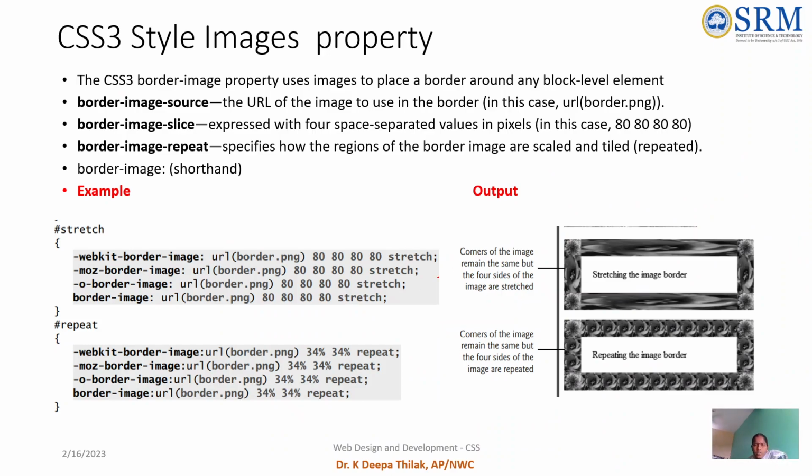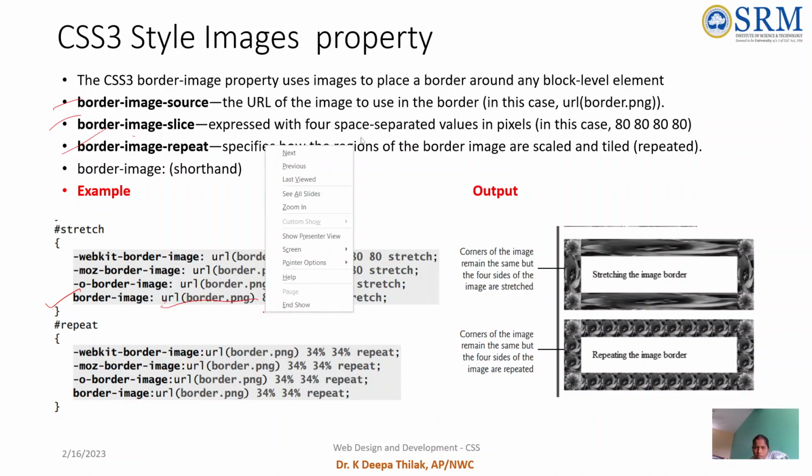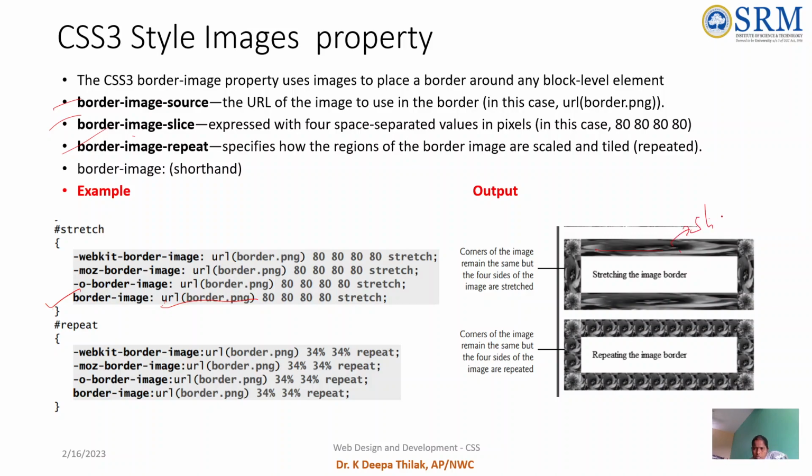Next is the CSS3 image properties, where I can fix the image as the border, right? So that is possible with the help of this border image. It has 3 things: image source, image slice, image repeat. Image source is nothing but your image URL. So this one is the image source. And image slice is nothing but whether we need to stretch it. So here the image is stretched. This is called slice. And repeat is when the same flower is repeated multiple times. So this acts as a border for any content, right? So this can be achieved using the border image property.